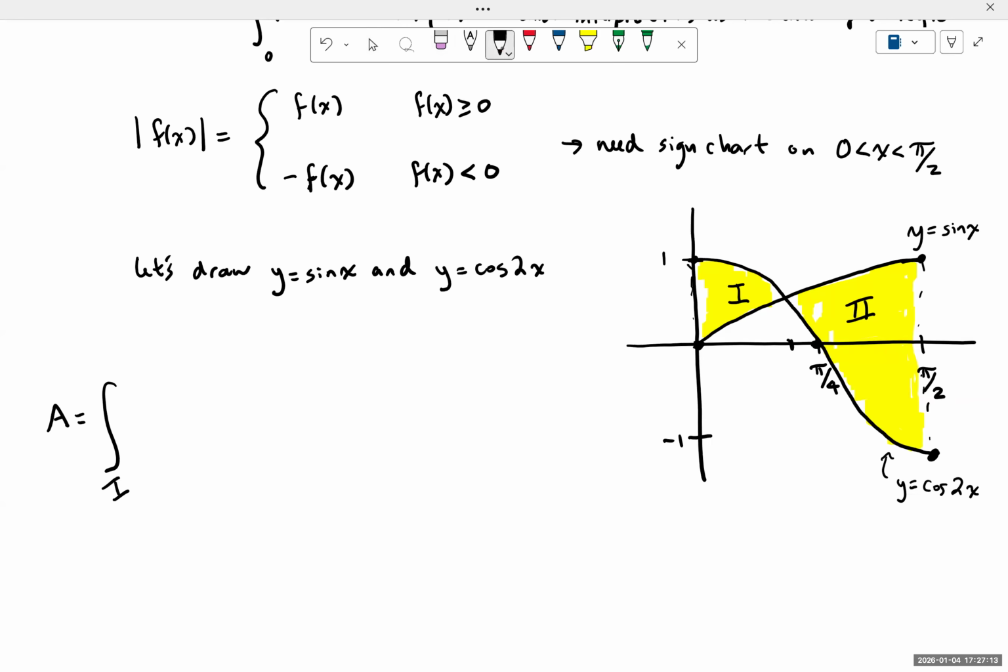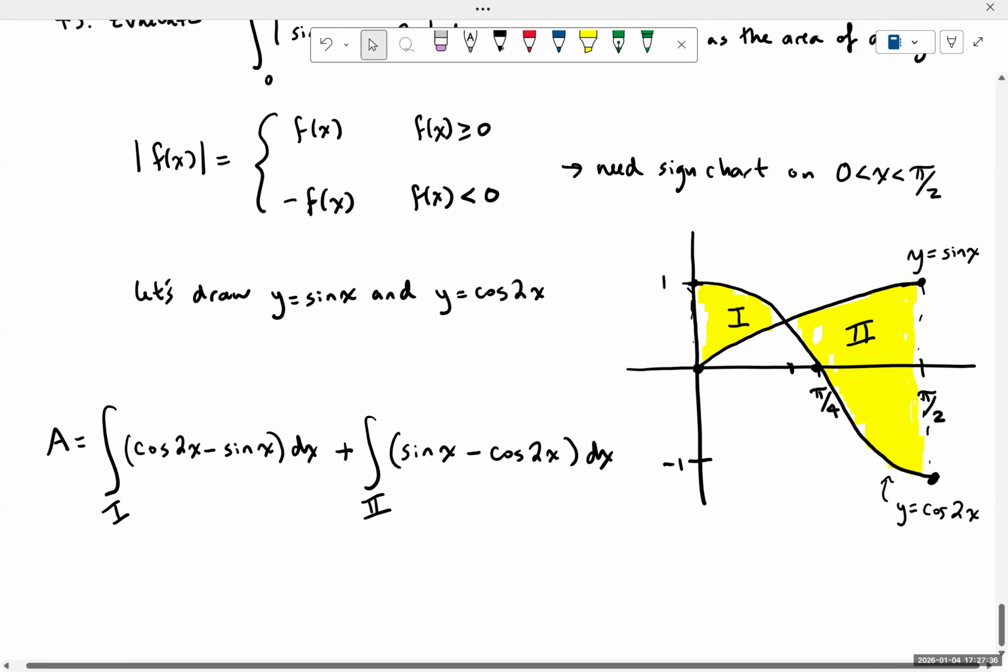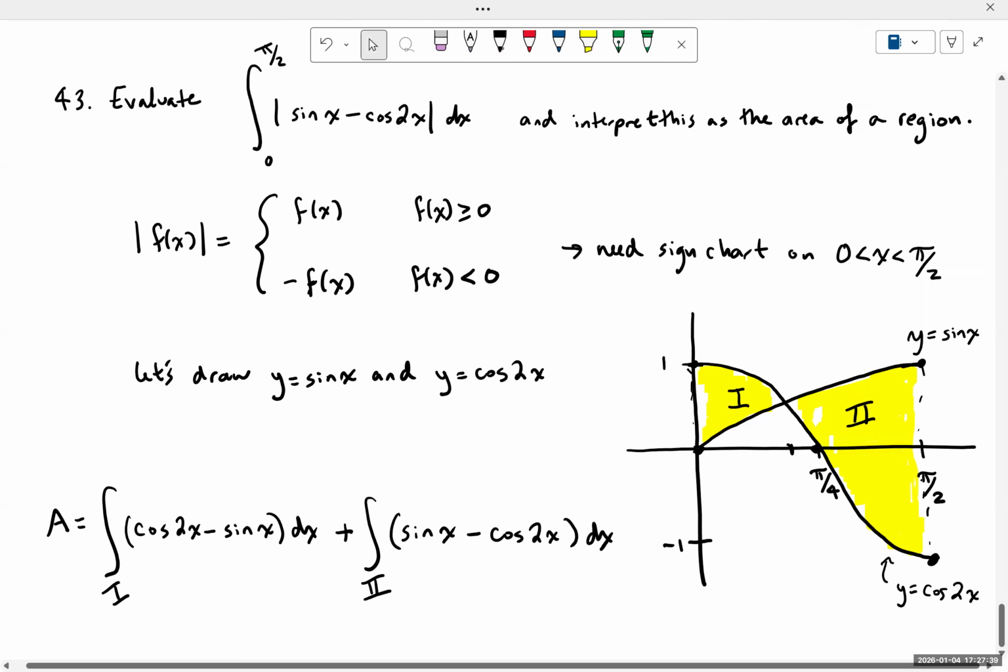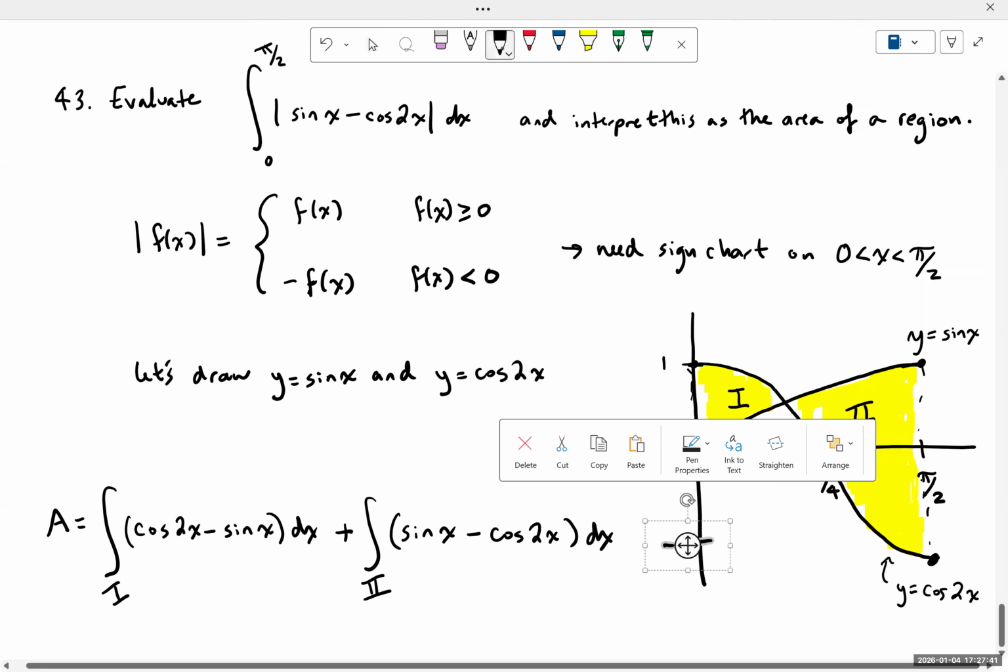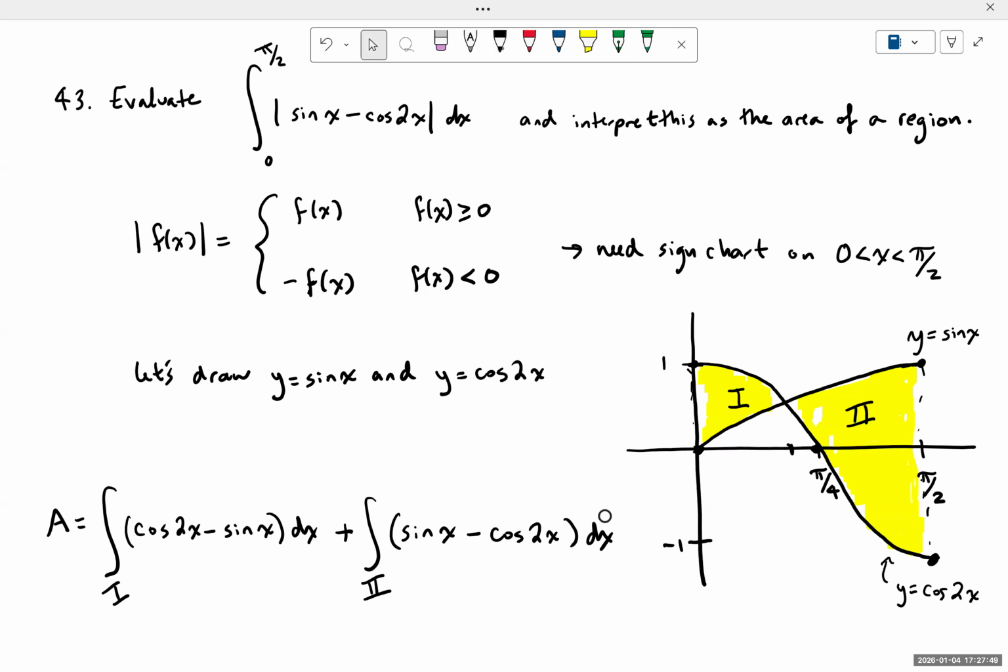On one, the cosine part is bigger, so it's cosine 2x minus sine x, right? And then on 2, the sine is bigger, so it's sine x minus cosine 2x. And you can absolutely see, just geometrically looking at that, if I were to find the sign chart for this function, sine x minus cosine 2x, it's exactly going to work out that way, right?